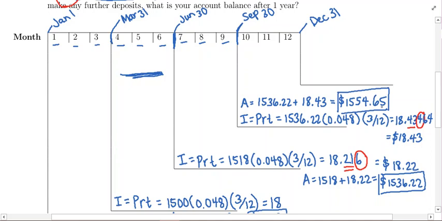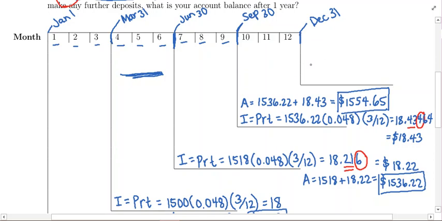All right, so we've got to do this one more time, because so far the interest has been added to the account 3 times. The $1,554.65 is going to sit there and earn interest during October, November, and December. Then finally the last day of the year rolls around, December 31st, time for that final interest payment.